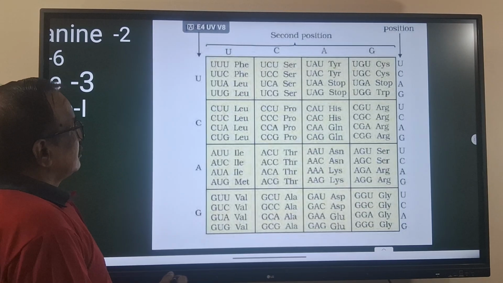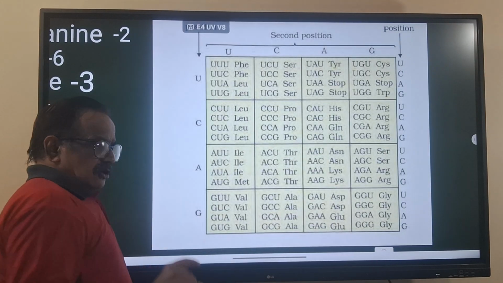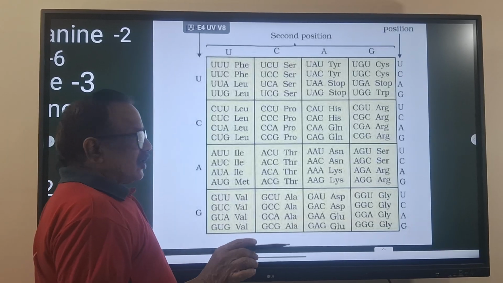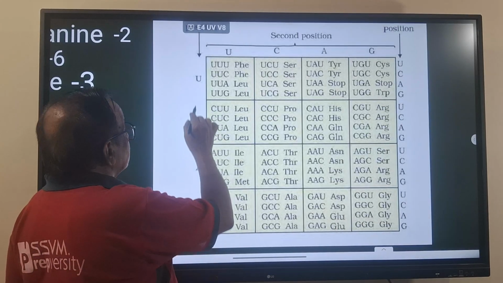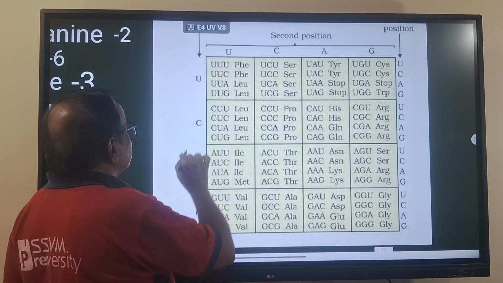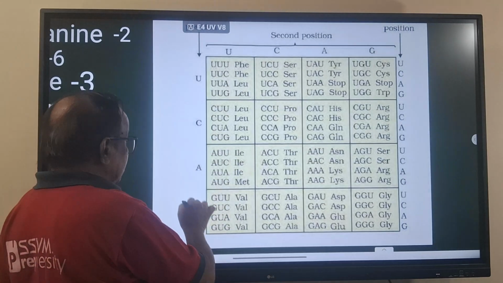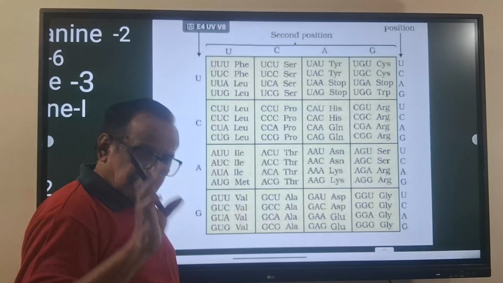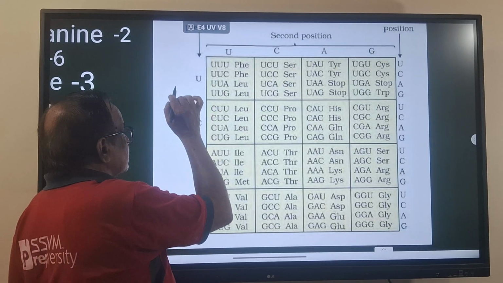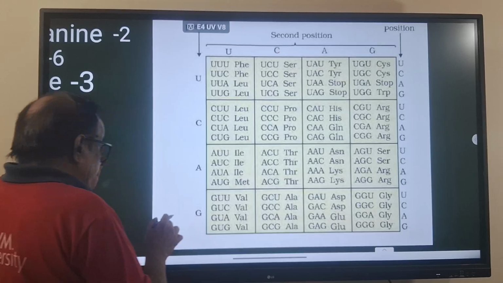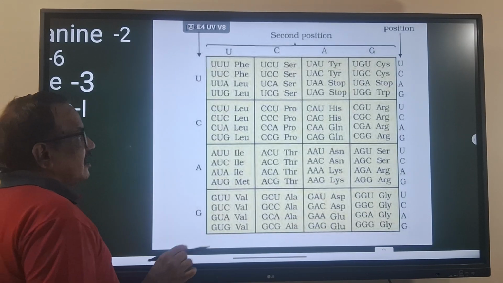Now you see here, four types of nucleotides. Two are the pyrimidines and two are the purines, A and G. Pyrimidines are at the top. Like that you remember. Pyrimidines, what are they? Uracil and cytosine. And purines are adenine and guanine.